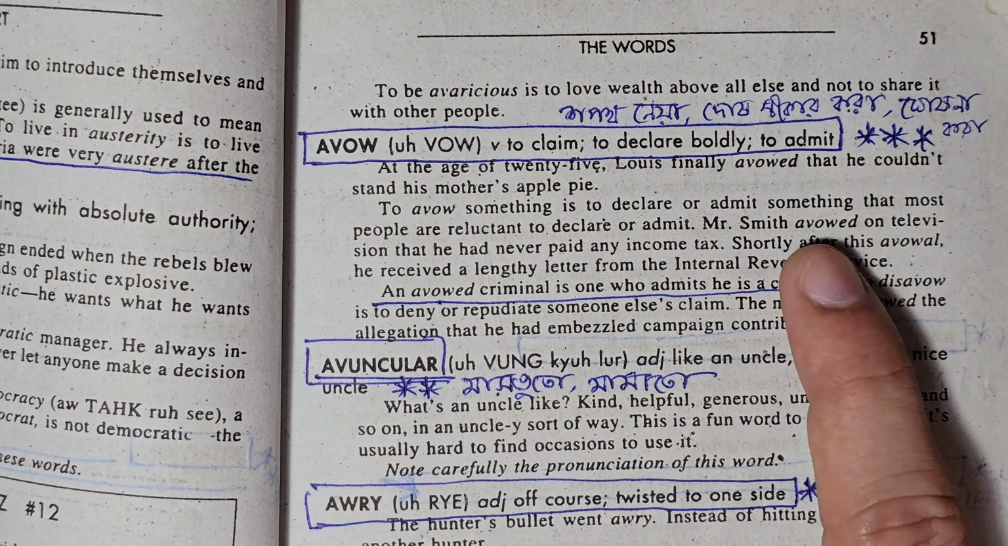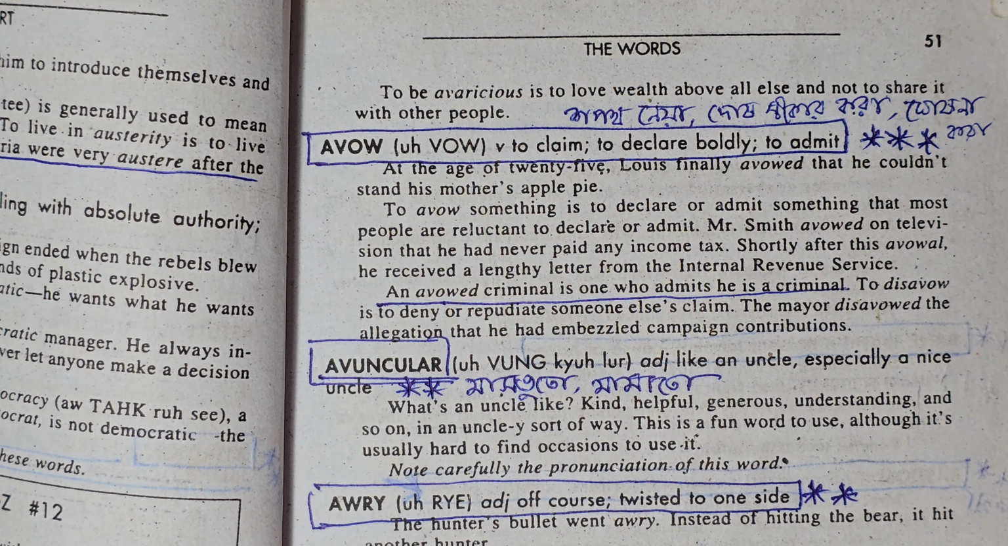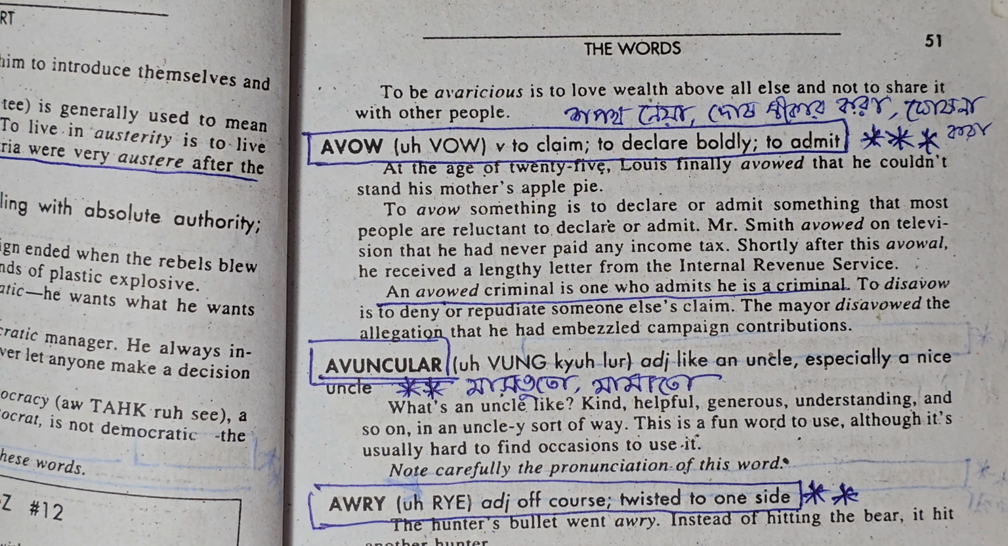Alright. Mr. Smith avowed on television that he had never paid any income tax. Mr. Smith, inadvertently, excused himself, and he said he had never paid any income tax. Shortly after his avowal, he received a lengthy letter from the Internal Revenue Service, and they are going to penalize Mr. Smith. Okay, an avowed criminal is one who admits he is a criminal.